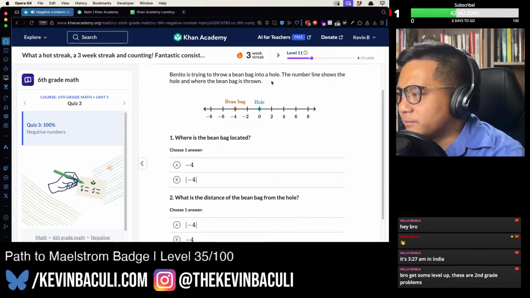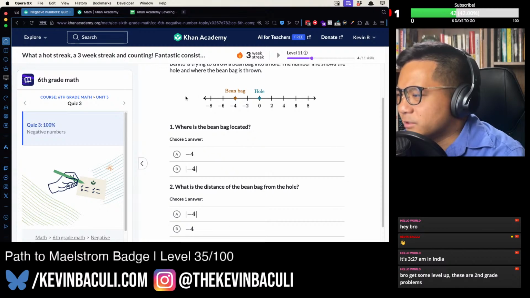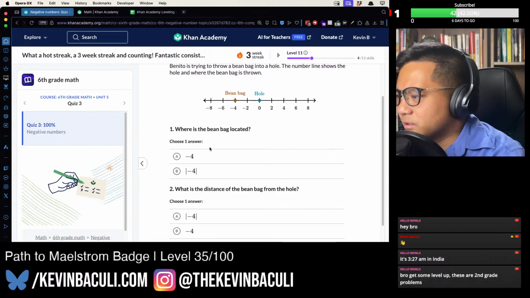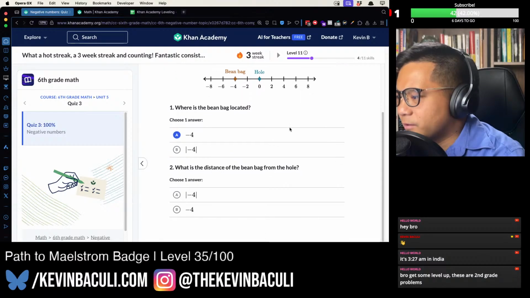Benito is trying to throw a beanbag into a hole. The number line shows the hole where the beanbag is thrown. Where is the beanbag located? It's at -4. What's the difference?